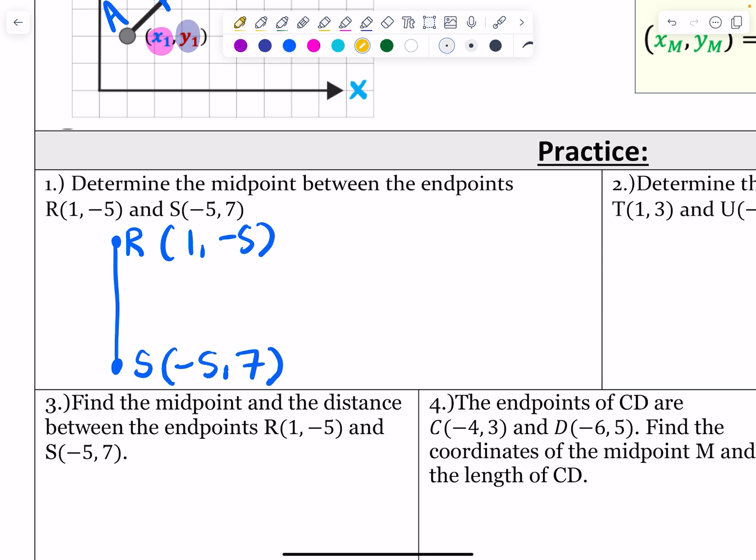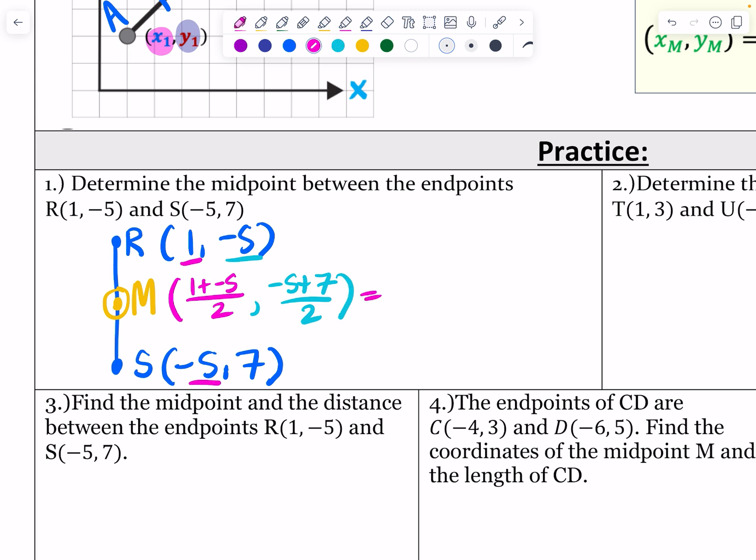If we wanted to find the middle between these 2 points, I'm going to call it M. We want to find the middle of our X values. So what are our X values? We would do 1 plus -5 divided by 2. And then my Y values would be -5 plus 7 divided by 2. And then I am just going to simplify that. We did talk about in class, make sure that you type in the entire numerator and click enter, and then divide by 2. We do 1 plus -5, that's -4.